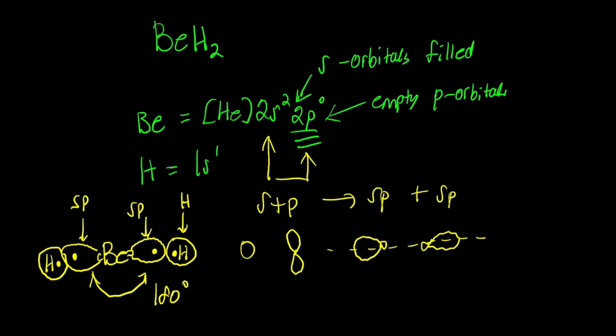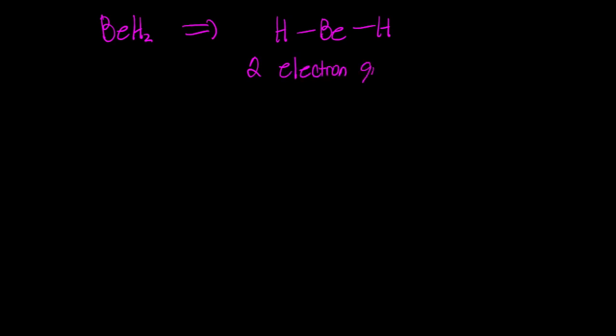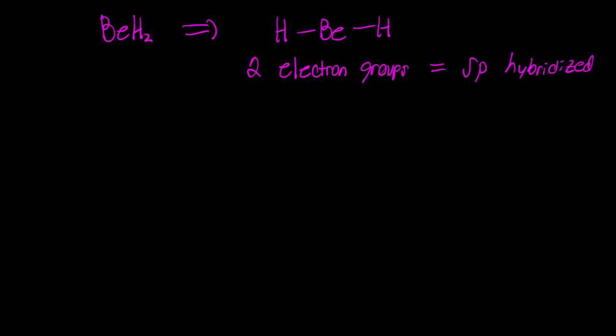Okay, so what do you need to remember or know or learn to recognize? You draw the Lewis structure of BeH2, and you get something like this, and it has two electron groups. So therefore, it's sp hybridized. The way I tell my students to remember this is that if you have one s and one p, 1 plus 1 is equal to 2, and that's how you know you're talking about that.